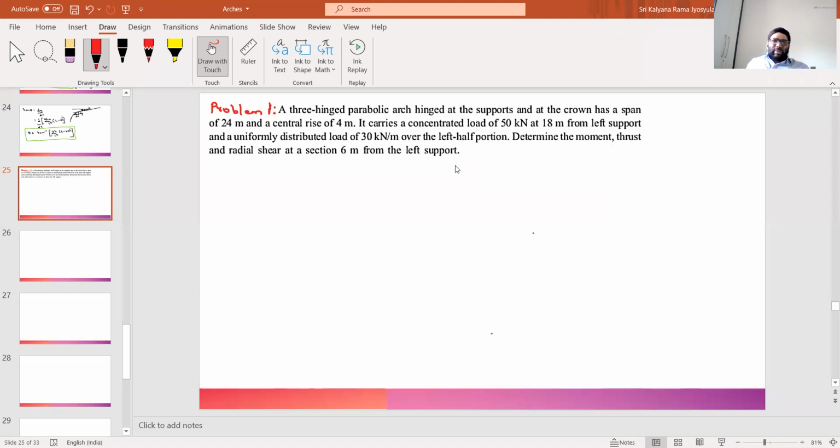So at a section 6 meters from the left support, we need to calculate all the required parameters that were asked. Now let us first sketch the parabola. Generally, we have to sketch our own figure from the given data. So, a three hinged parabolic arch, hinged at the supports as well as at the crown. Let me try to sketch it here.